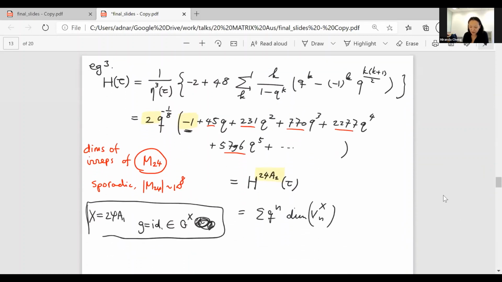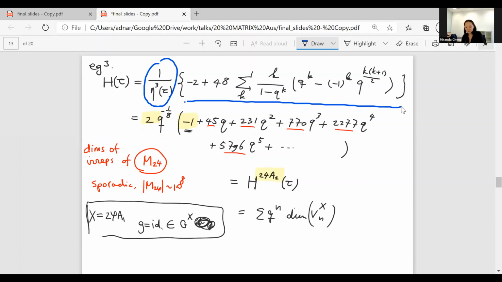Another example I write down is, again, a function that, apart from this 1 over eta cubed prefactor, you can express in a sort of hypergeometric way, and then it will turn out to be a mock modular form. And when you write down its Fourier development, what you see is that the coefficients grow, and they're nice positive integers apart from this -1, this black sheep. And the interesting thing is that all these numbers, 45, 231 and so on, they actually are dimensions of irreducible representations of Mathieu 24.